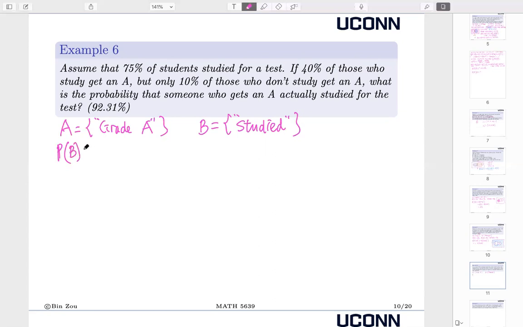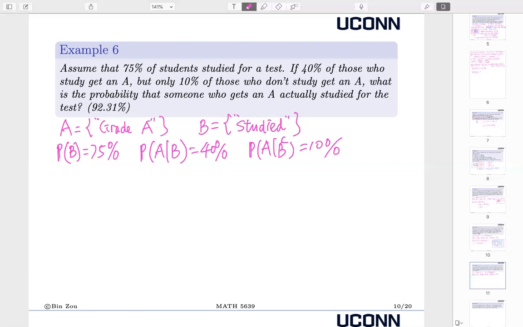Okay, well, it's good to know 3/4 of the students studied for the exam. And even better, those who studied are more likely to get an A, actually 4 times bigger than those who didn't study. Right. So step 2 is done. We are able to transfer all the information into probability notations.